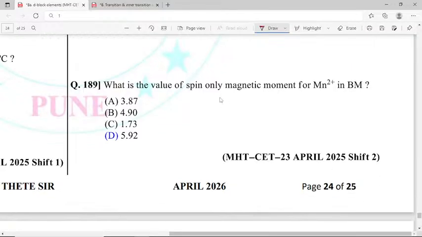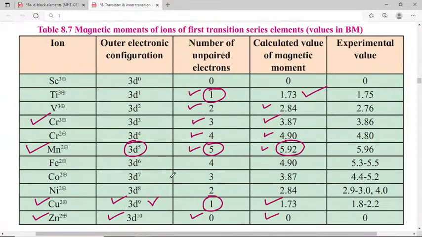What is the value of spin only magnetic moment of Mn2 plus? 3d5 contains 5 unpaired electrons. So what is the value for 5 unpaired electrons? 5.92. So manganese plus 2, 3d5, 5 unpaired, 5.92 is your answer.